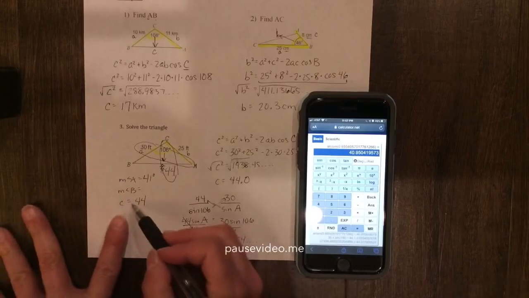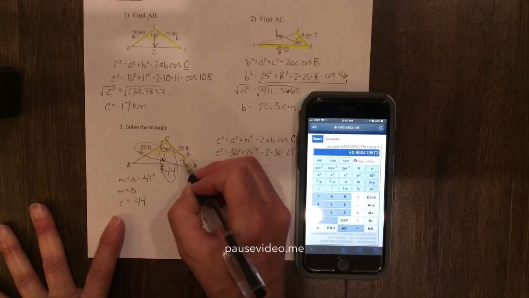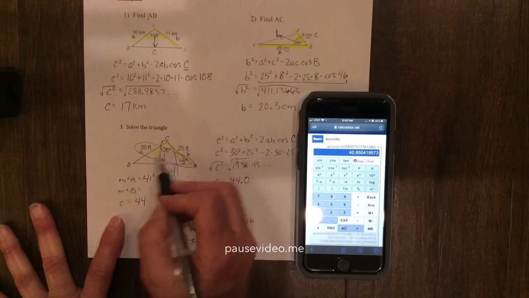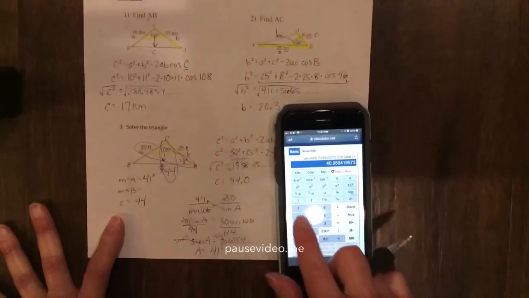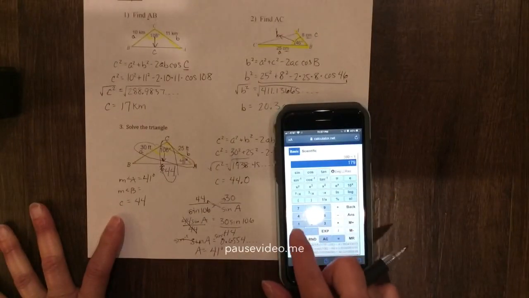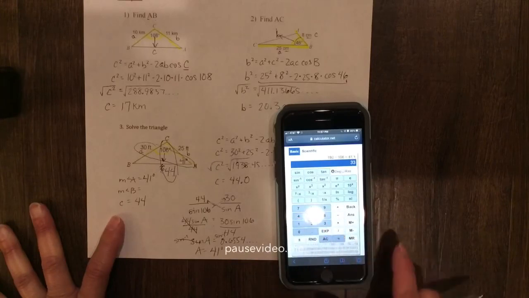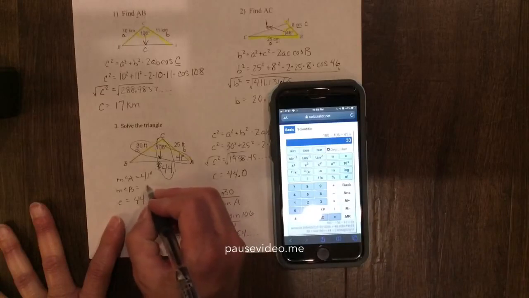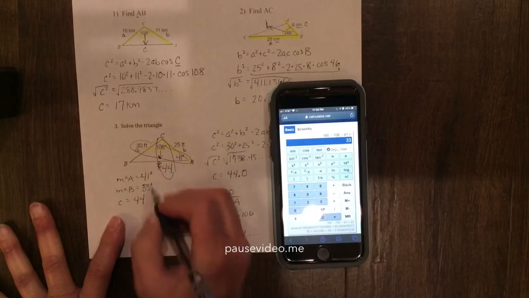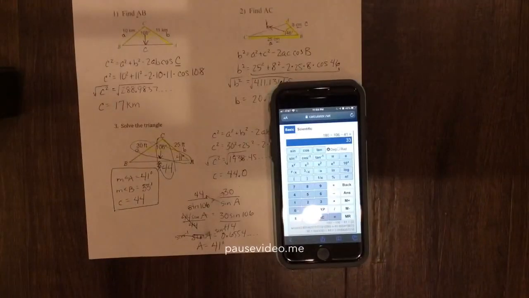So if I found angle A to be 41, so if this angle is 41 degrees, this one's 106, can you find this one? Yeah, we take 180 minus 106 minus 41. And I get 33 degrees. And you just solve the triangle. There are my answers. All right, that's the end of 15.3 notes, the very last final section that you are going to learn this year.